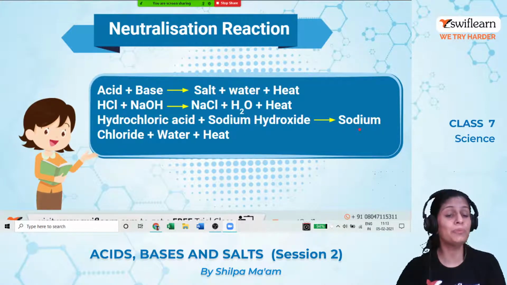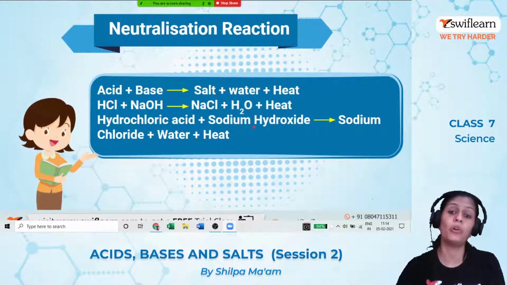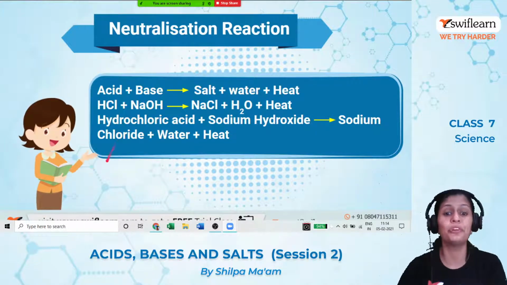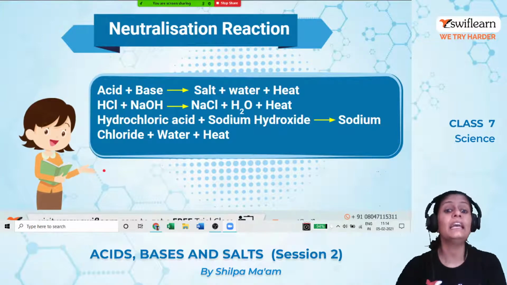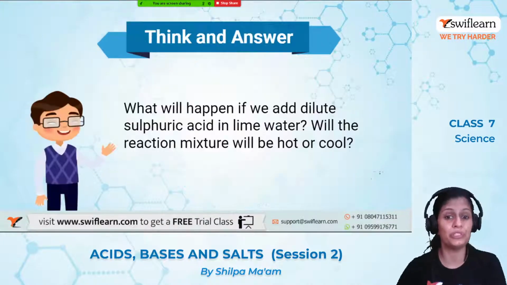Now this sodium chloride is a neutral salt. Why? Because we have not taken a strong acid with a weak base, or a strong base with a weak acid. Both were of equal strength. That is why it is not an acidic or a basic salt. It is a neutral salt.